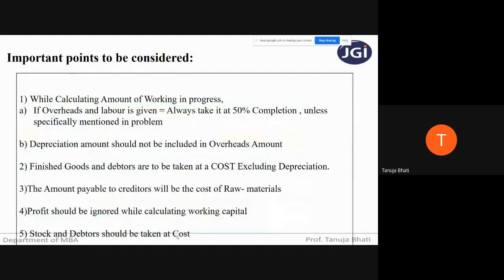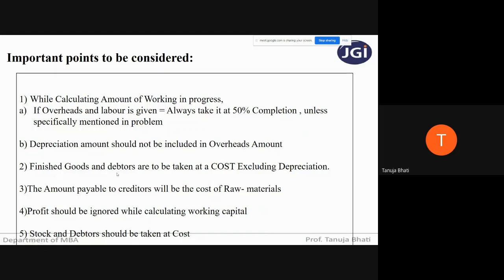Now, before solving the problems, what are the important points that we have to consider? I've already explained this in my previous lecture, but doing a quick revision of it. While calculating the amount of work in progress, always take the overheads and labor at 50% completion unless specifically mentioned in the problem. Unless they mention some other percentage in the problem, take that percentage. If nothing is mentioned, always take 50% completion. Depreciation should not be included, meaning in the overhead amount, you have to always exclude the depreciation.